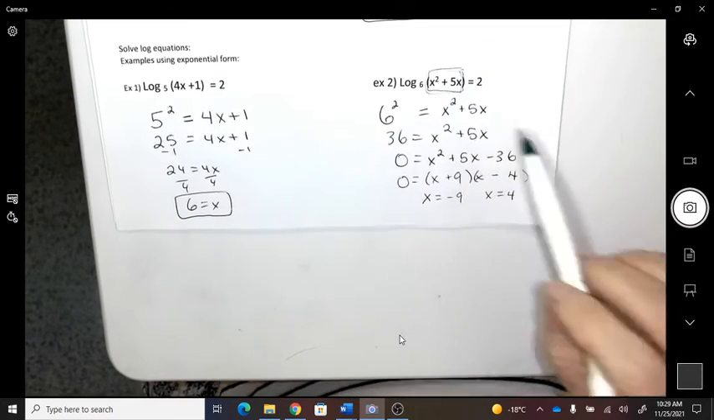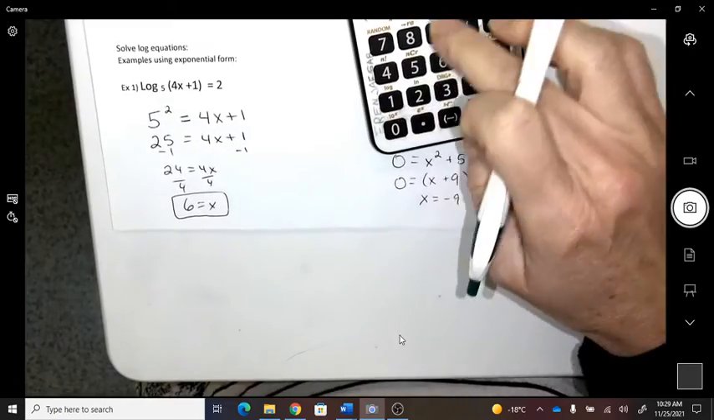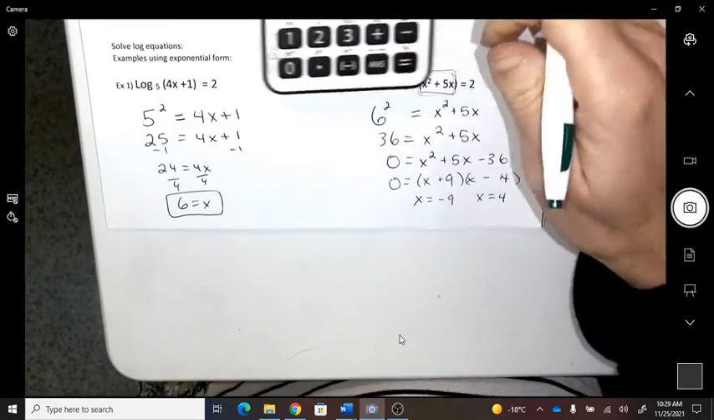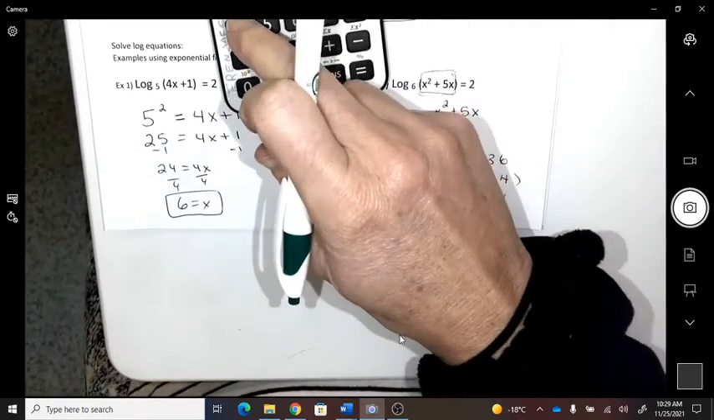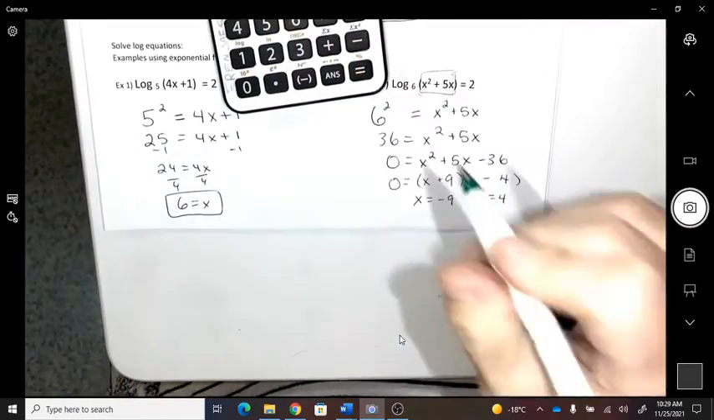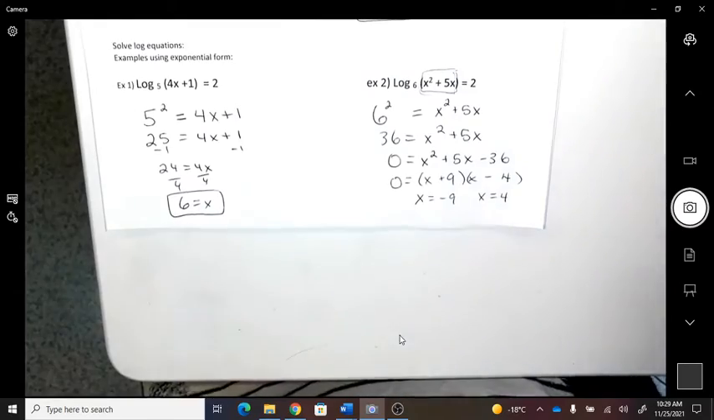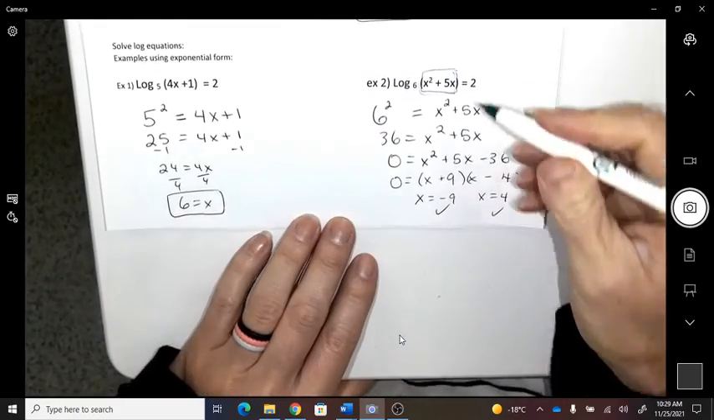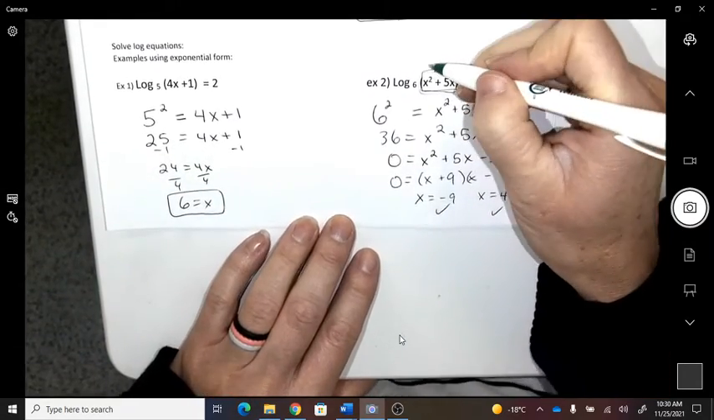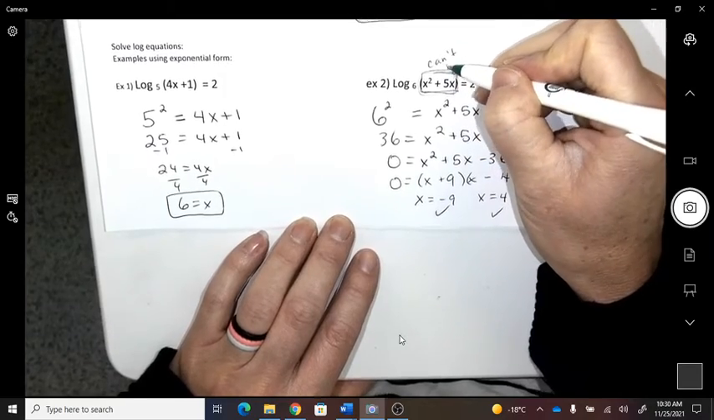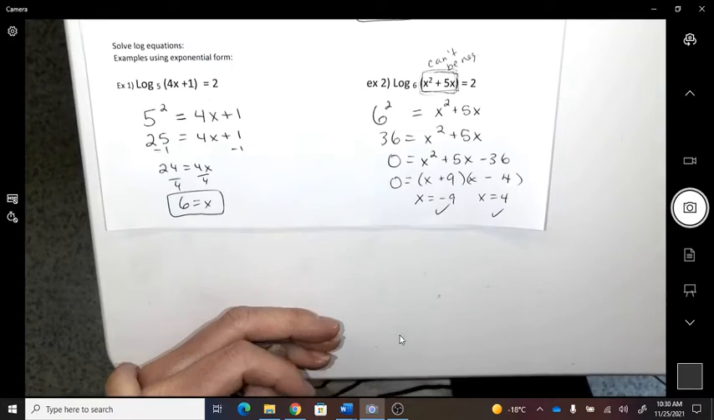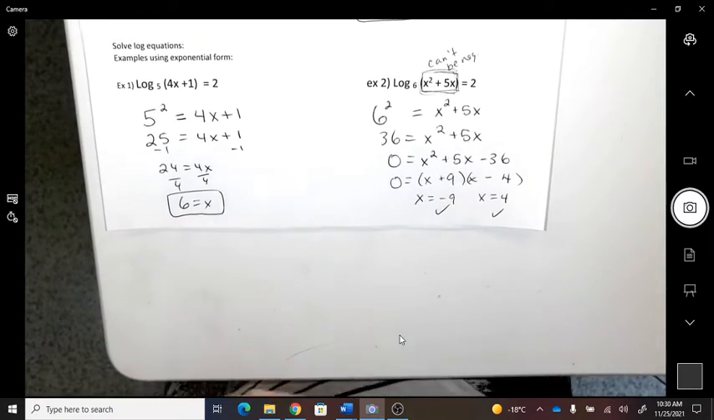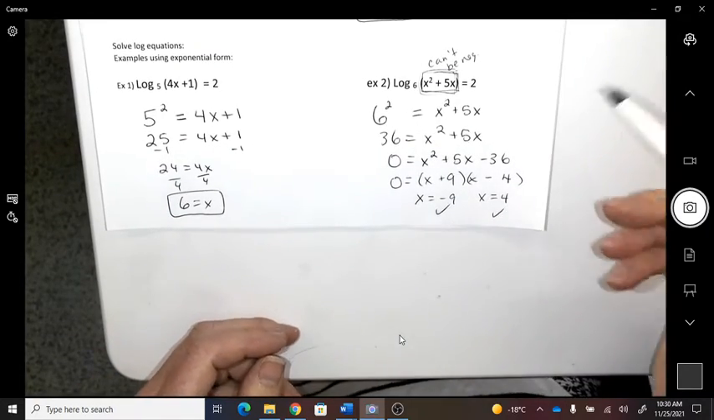So negative 9 squared is 81 plus 5 times negative 9. It's still good, yeah. You just need to double check. This can't be negative as a result. So just be careful sometimes when you get things like this with two results.